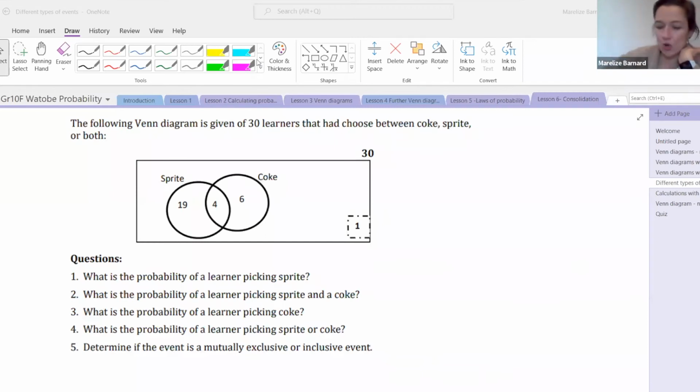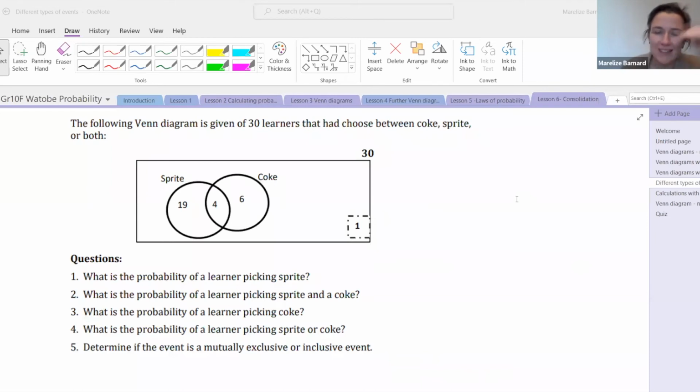Okay, let's hear your answers. What is the probability of a learner picking Sprite? Pop it in the chat. Who's that? Bukamuso. Well done. I don't know if everyone's just copying answers or if you actually thought about this. Well done, Nicolita. Yes, that's right.